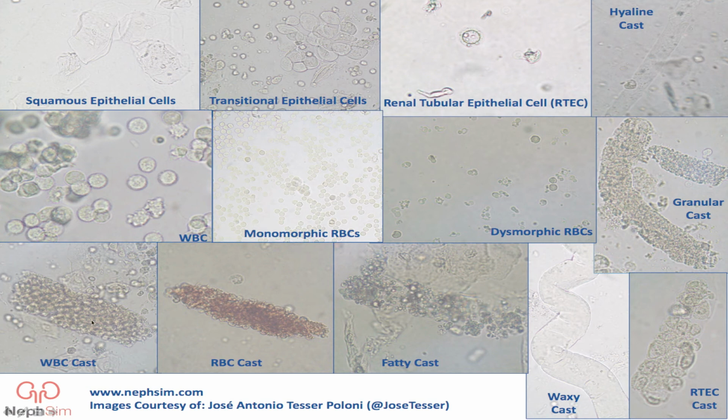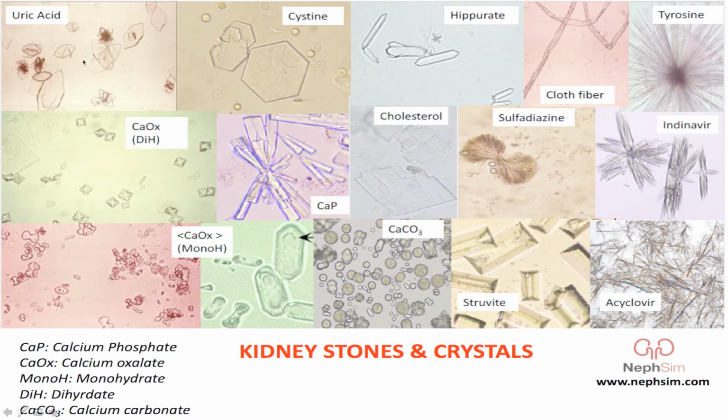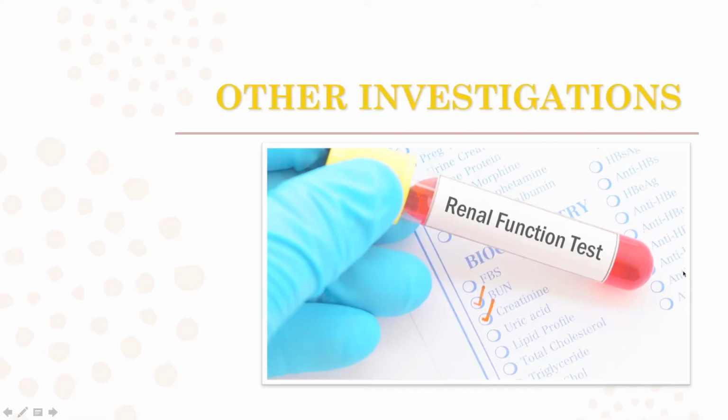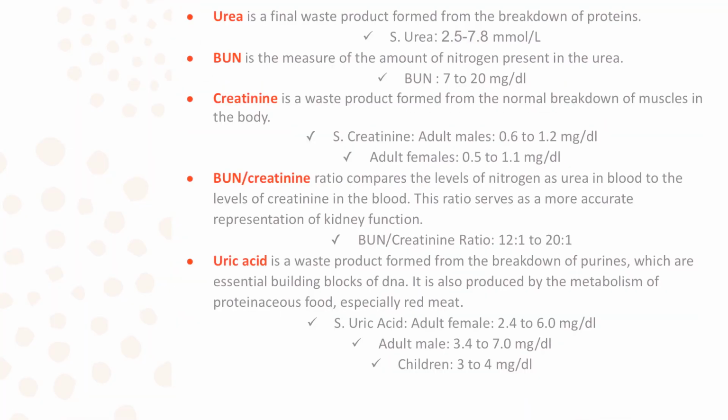This is a fatty cast in nephrotic syndrome. RBC cast is very important in acute glomerulonephritis and glomerular diseases. WBC cast is seen in acute tubulointerstitial nephritis, which is mainly caused by allergies, drug allergies. Then the crystals: uric acid crystals look like this, cysteine, hippurate crystals, tyrosine, or the drugs indinavir and sulfadiazine, the crystals look like this, right? This is calcium carbonate crystals, and this is acyclovir if somebody is taking acyclovir.